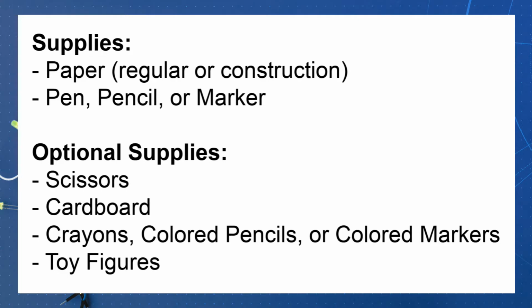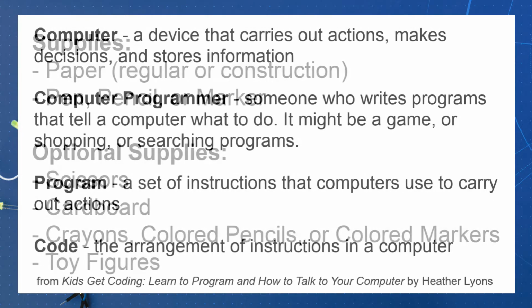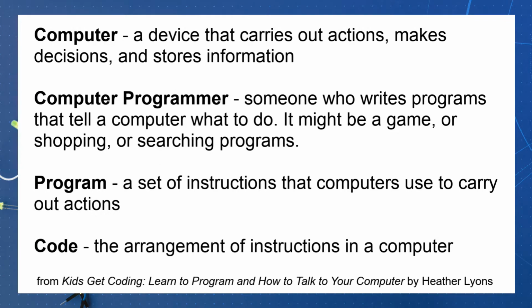So let's start off with some definitions so we know for sure what we're talking about here. All right, our first definition is computer. A computer is a device that carries out actions, makes decisions, and stores information. A computer programmer is someone who writes programs that tell a computer what to do. It might be a game or shopping or searching programs. A program is a set of instructions that computers use to carry out actions. And a code is the arrangement of instructions in a computer program.